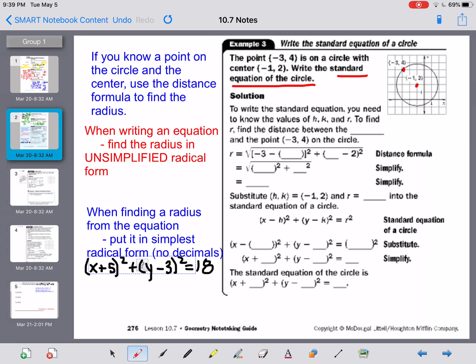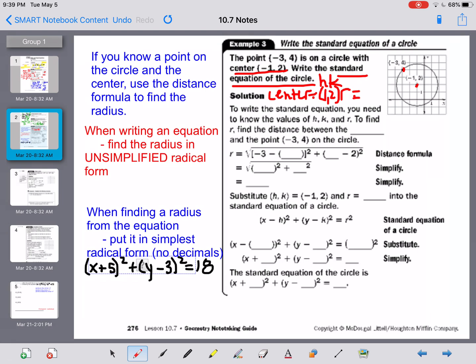Well, I know I need two things. I need a center and I need a radius. I know my center already. They told me it's negative 1, 2. That means I already know my h and my k. They did not tell me my radius.